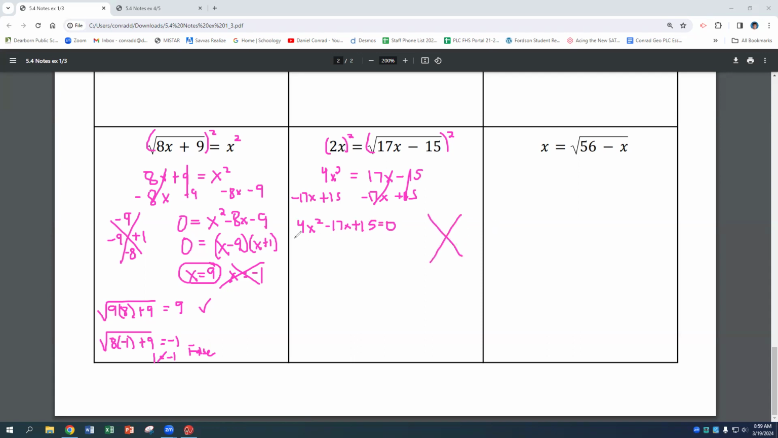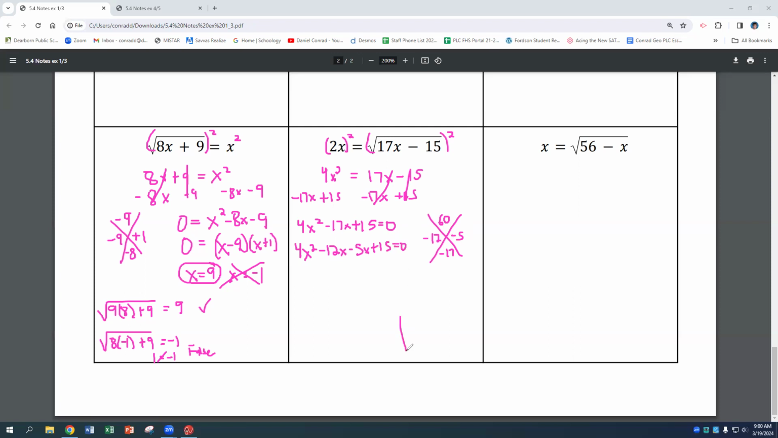All right, A is not 1, so we have to either do factor by grouping or use the box method. So I need to do A times C, which is 60, and then -17. So this is going to be -12 times -5 is +60. -12 plus -5 is -17. So I'm going to split up this into -12x minus 5x plus 15.